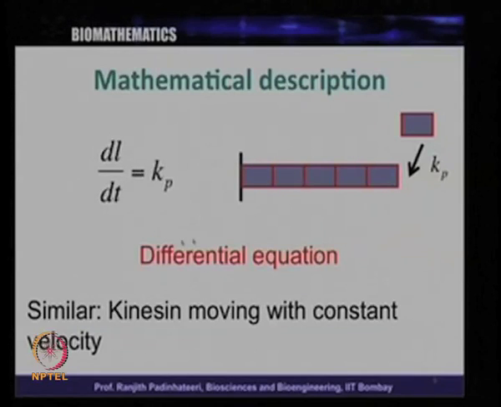Such equations are called differential equations. As we see, the more the Kp, the more the change in length will be. You can see that. Because Kp and dl are directly proportional, if you increase Kp, the change in length will increase even if you keep dt constant. In other words, let us take dt as 1 second and let us assume Kp is 1. So, dt is 1, Kp is 1. Let us write it down here.